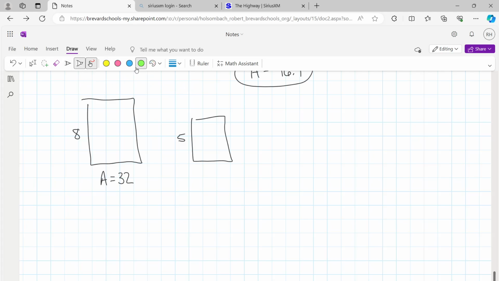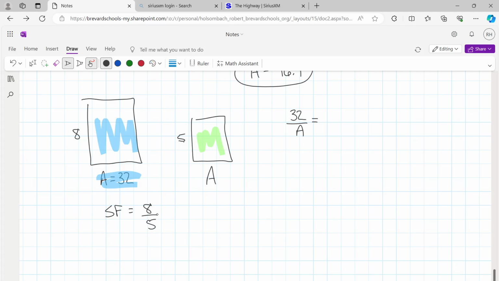All right, so this is our blue, and this is our green. So we need this area on the right. Same process. We're going to take 32 and put it over A, right? Area of blue over area of green. So 32 over A equals, look at our scale factor, 8 over 5. Our scale factor equals 8 over 5.